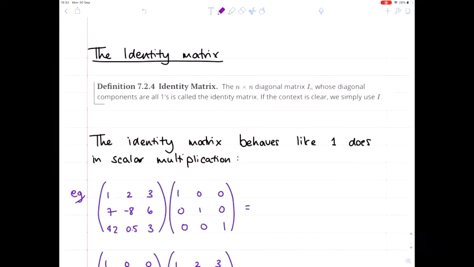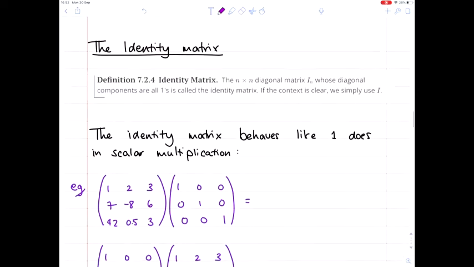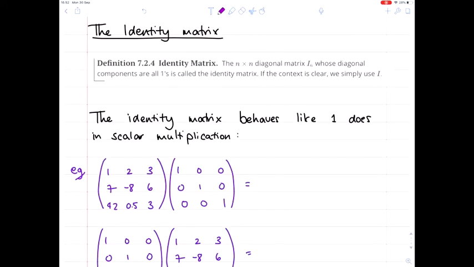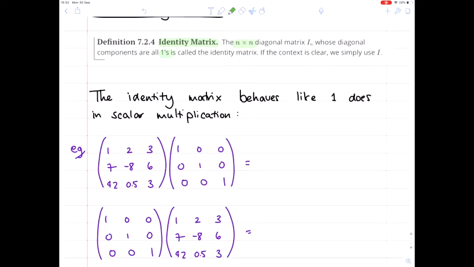So there's a particular diagonal matrix that is super useful, and it's really a matrix that acts kind of like 1 does in ordinary scalar multiplication. And this is called the identity matrix. So it's a square matrix whose diagonal is all 1s and looks something like this. So if we look over here, we've got a 3 by 3. Diagonal is all 1s, everything else 0.